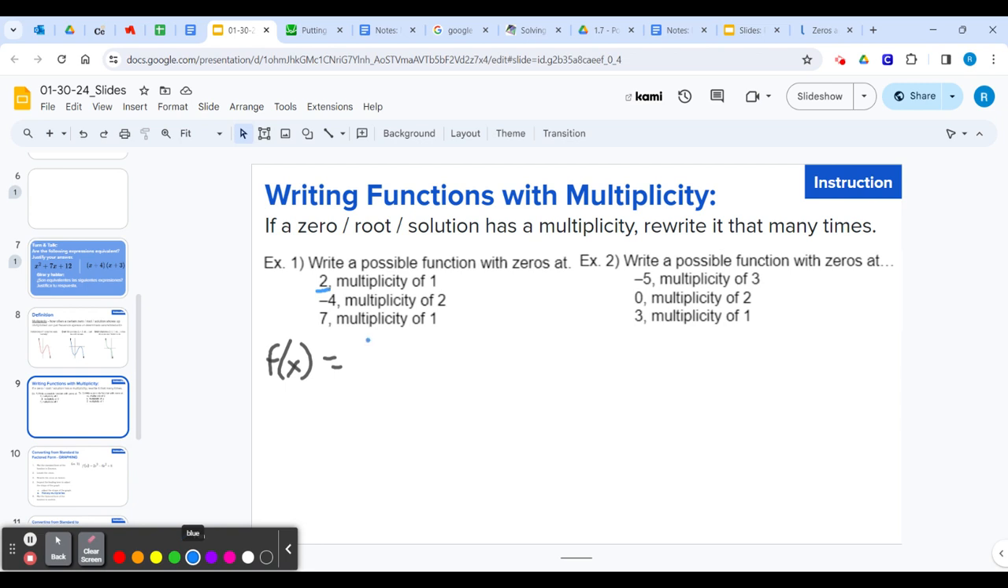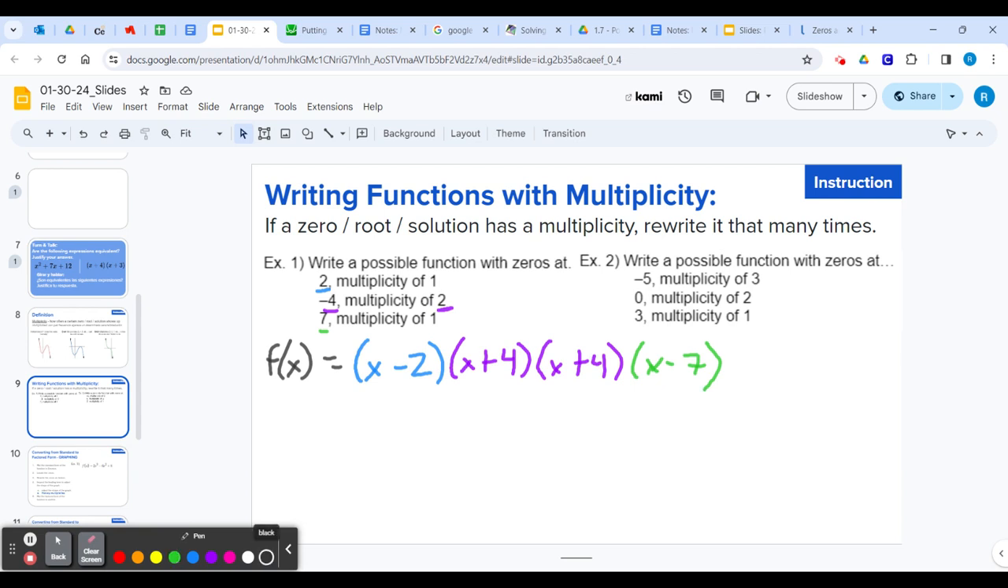We'll start with 2. If the 0 is at 2, we have a factor of x minus 2. If the 0 is at -4, we have a factor of x plus 4. And since that has a multiplicity, that is going to show up twice. x plus 4, x plus 4. And finally, we have 0 at 7, which is x minus 7 for our factor. And that only shows up the one time.